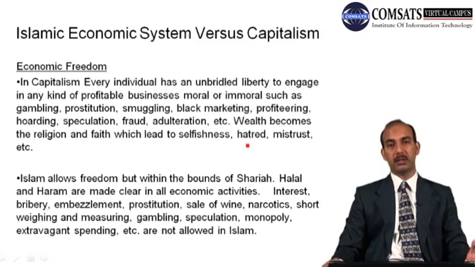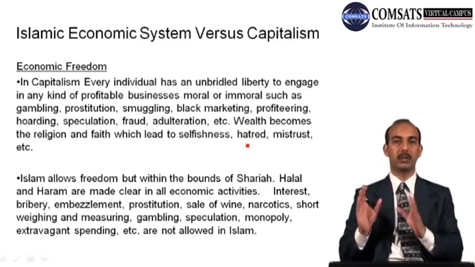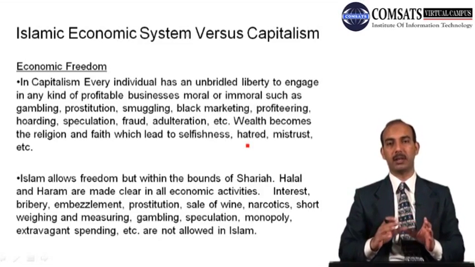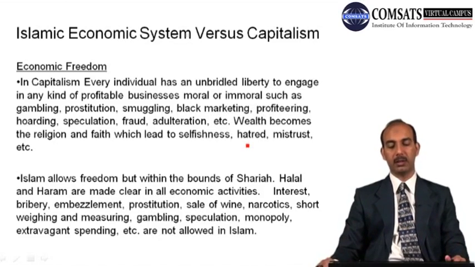Whereas Islam allows freedom but within the bounds of Sharia. Islam allows the freedom but the boundaries are set. We know what is halal, we know what is haram. All these bad things we mentioned earlier are not allowed in Sharia. So halal and haram are made clear in all economic activities: interest, bribery, embezzlement, prostitution, sale of wine, narcotics, short weighing and measuring, then gambling, speculation, monopoly, extravagant spending. They are all not allowed in Islam.